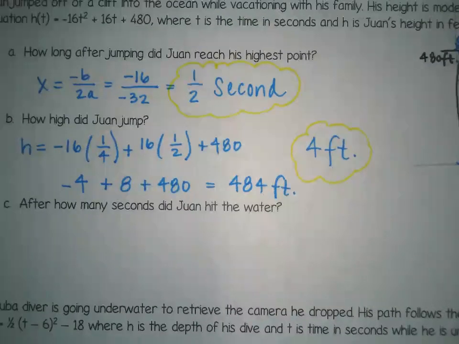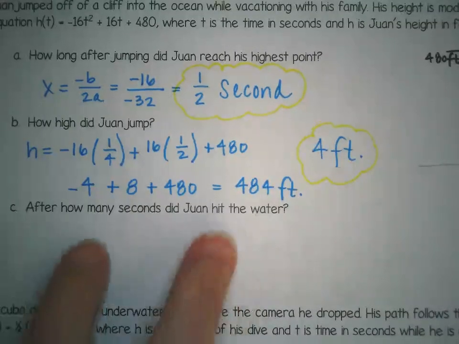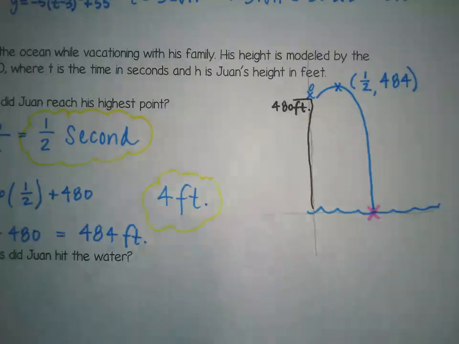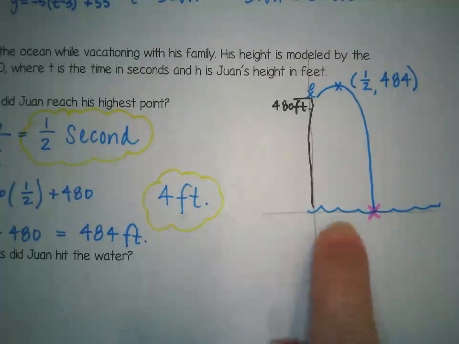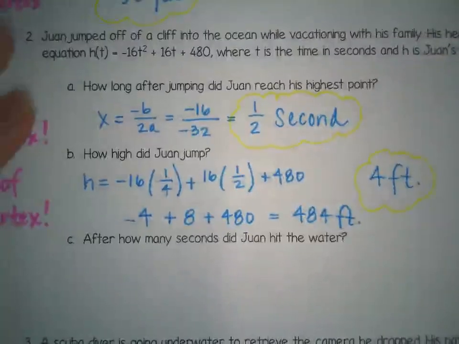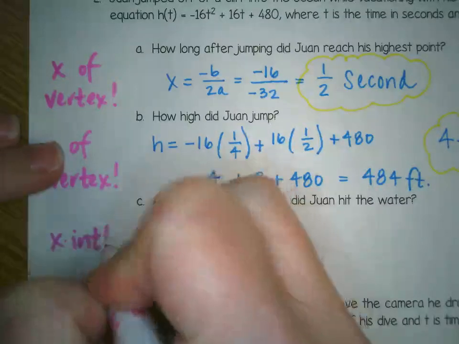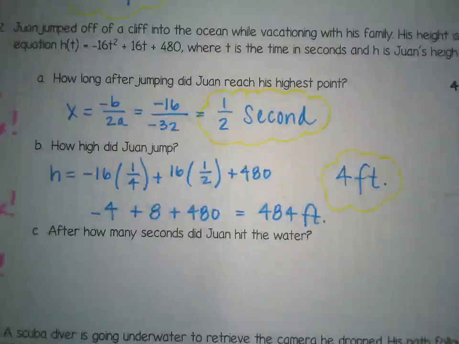All right, next one. After how many seconds did Juan hit the water? All right, so for this one, I'm looking for the x-intercepts because the water is like the ground. So I want to know, when does Juan land right here? Okay, when does he hit the water? So I'm trying to figure out how much time it is right here. So in order to do that, I need the x-intercepts. So now we're kind of taking it that this is at 0 right here, but once we get the two x-intercepts, if one of them isn't 0, then we just need to subtract them to find the difference.